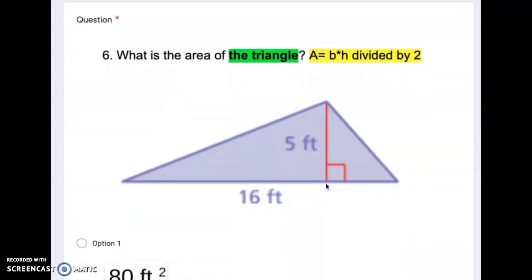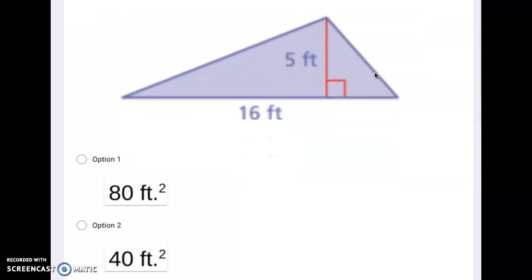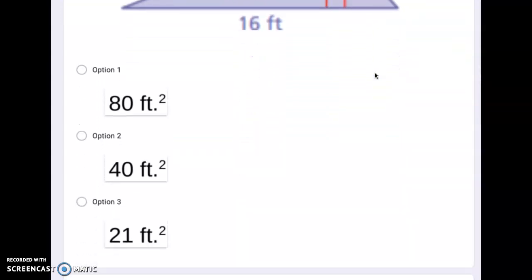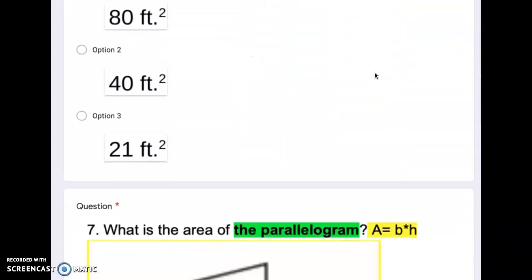Number 6, what is the area of the triangle? What's highlighted in yellow is the area for how to solve it for a triangle. You're going to plug in what you know to solve. Your choices are 80 feet squared, 40 feet squared, or 21 feet squared.